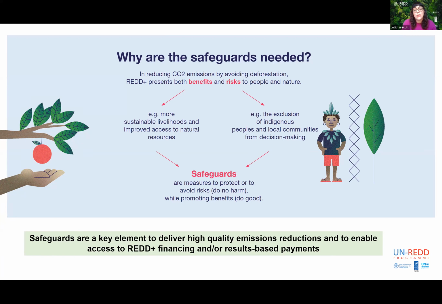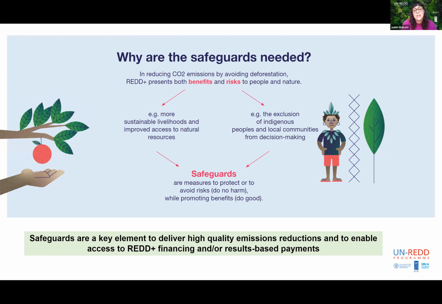Potential benefits include more sustainable livelihoods, as well as improved access to natural resources. However, if these activities are not planned, implemented, and followed up on appropriately, there's a potential that they might cause harm for people and the environment. For example, if there's not an adequate decision-making process with free, prior, and informed consent with Indigenous peoples and local communities, it could mean that some very key decision makers are excluded from decision-making processes.